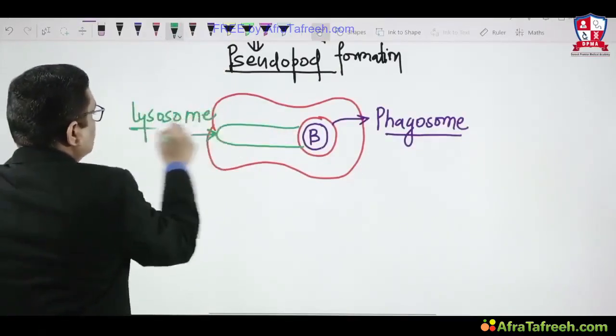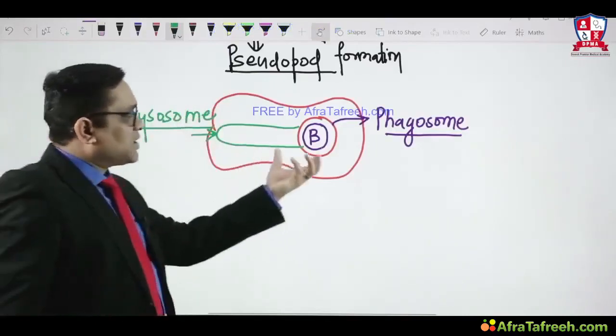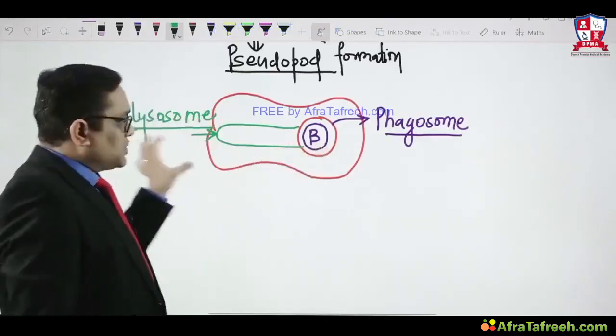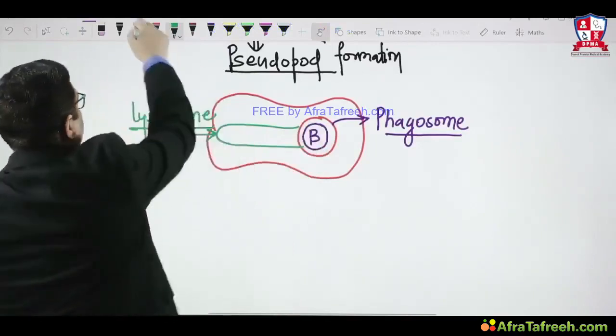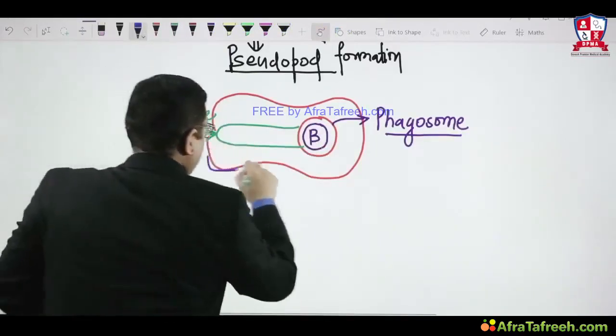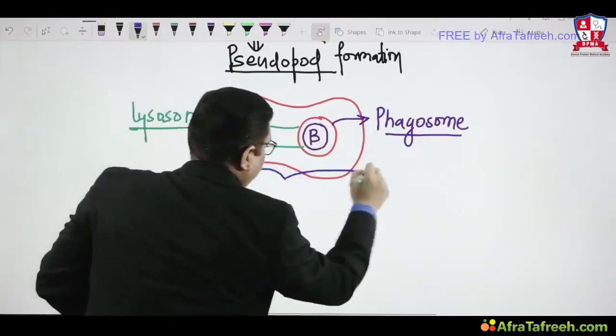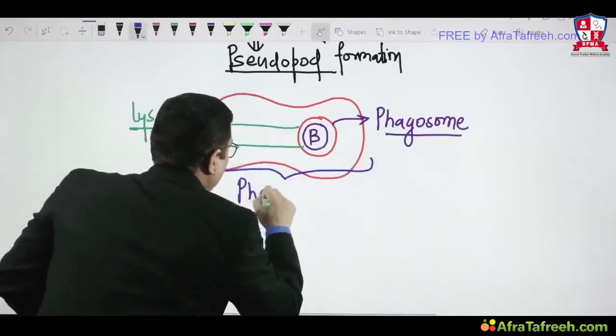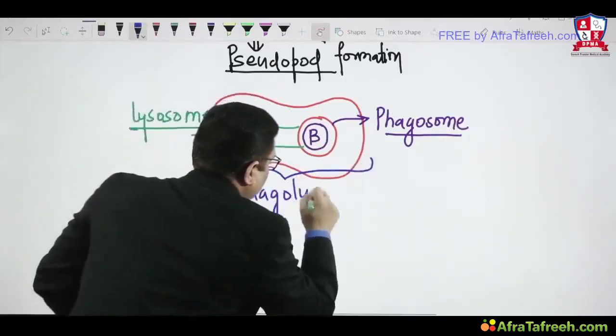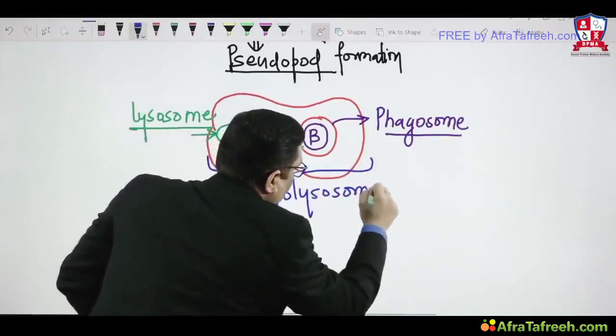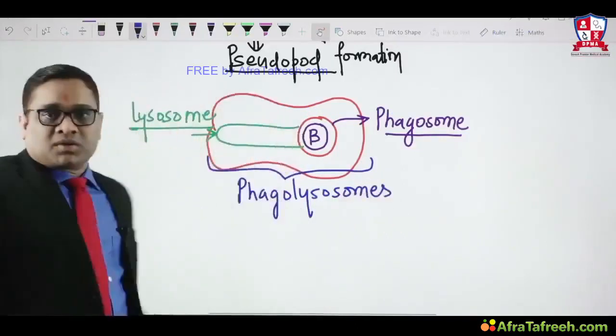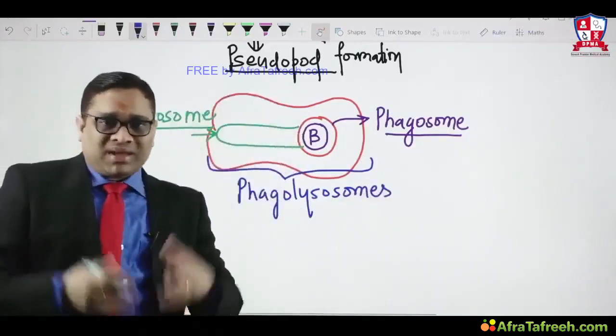Right? So lysosome will attach to this bacteria containing phagosome. So this entire structure which is containing lysosome and phagosome is called as phagolysosome. So now phagolysosomes are formed. So up to this is called step of engulfment.